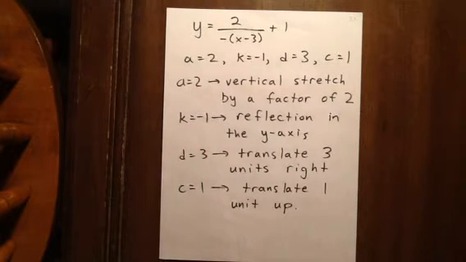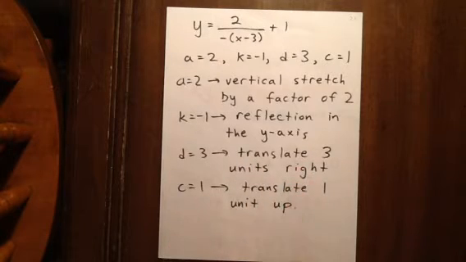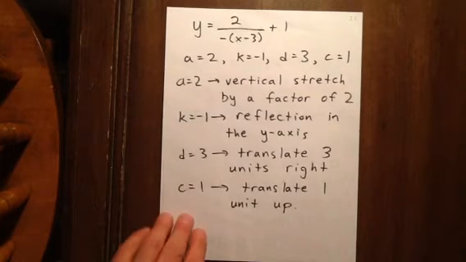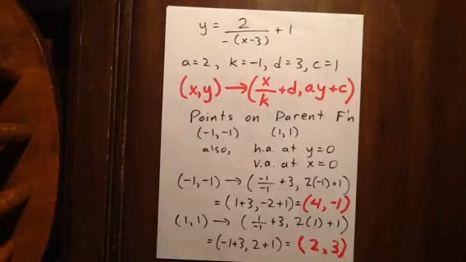Now our d value is 3, so we're going to translate 3 units to the right, and our c value is 1, so we're going to translate 1 unit up. These are the verbal descriptions of the transformations. But what would it be if we tried to plot points with great accuracy?